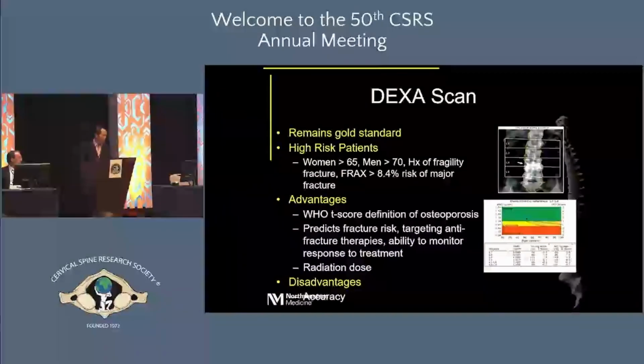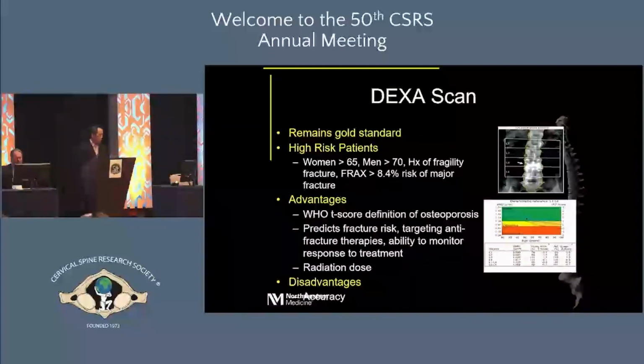The DEXA scan remains the gold standard, not because it's the best test for osteoporosis, but largely because of the historical control data that we can place patients in and assess their relative risk. High-risk patients include women over the age of 65, men over the age of 70, history of a fragility fracture, and a FRAX score over 8%.